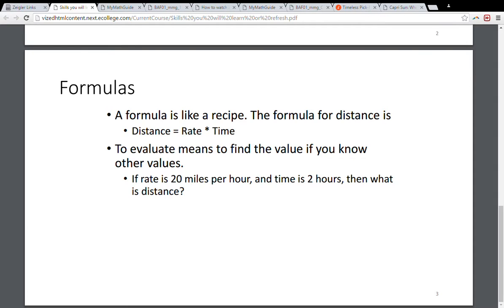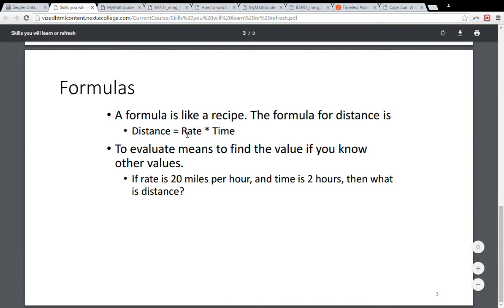Formulas. A formula is like a recipe. So for instance, the formula for distance is distance equals rate times time. So this helps you evaluate how far you've gone if you know how fast you've gone and how long you've been going. For instance, if your rate is 20 miles an hour and the time is 2 hours, then what is the distance? You would merely plug in 20 miles per hour for the rate and 2 hours for the time, multiply them together, and you get 40 miles for the distance. So that's an example of evaluating a formula.